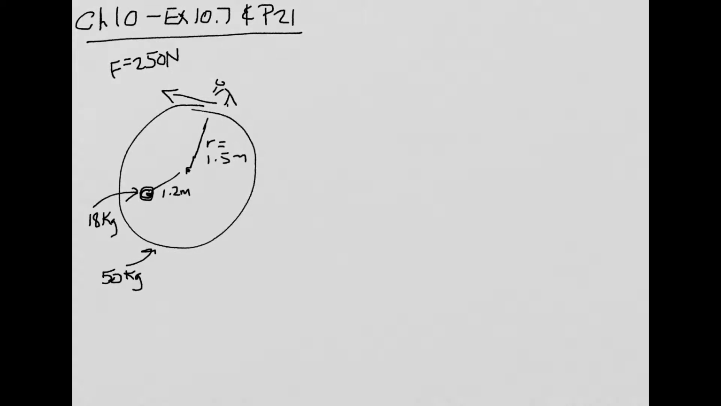We're supposed to calculate the angular acceleration in two situations, one when it's just the merry-go-round and then one when the child, an 18 kilogram child, is on as well. So there's a little beginning work here. First we have to calculate the torque, and the torque is this force acting at this distance. So torque is just the product of those.